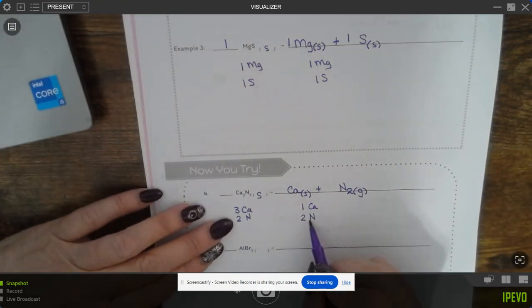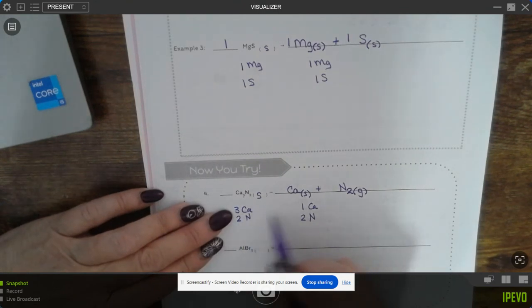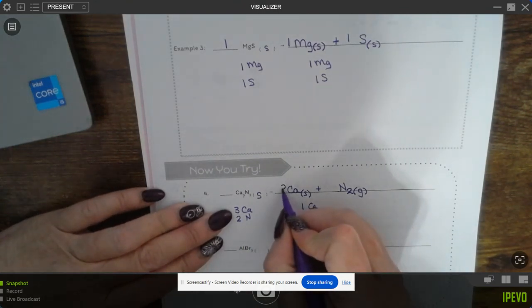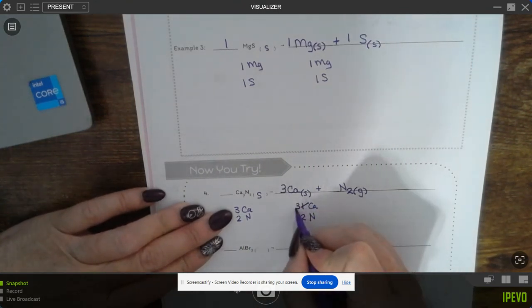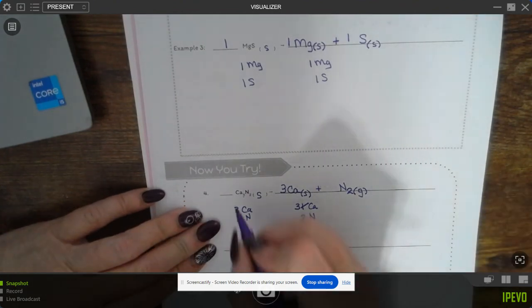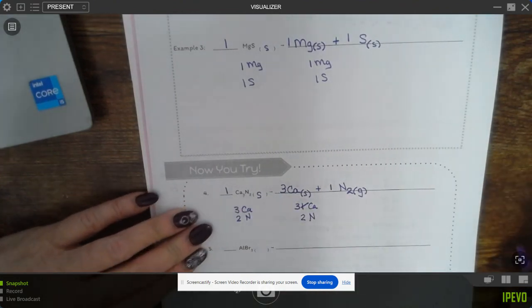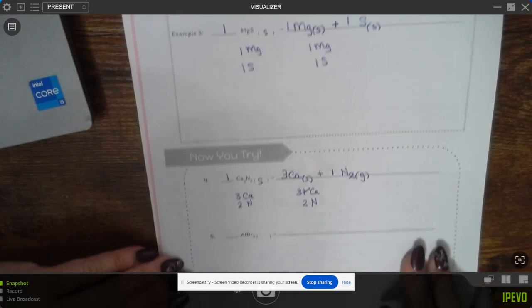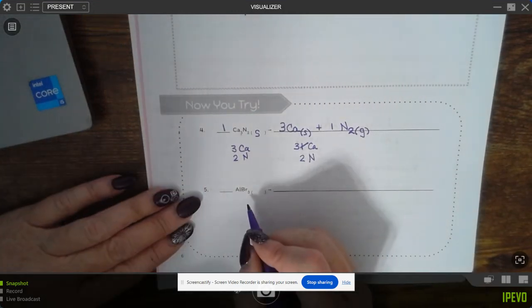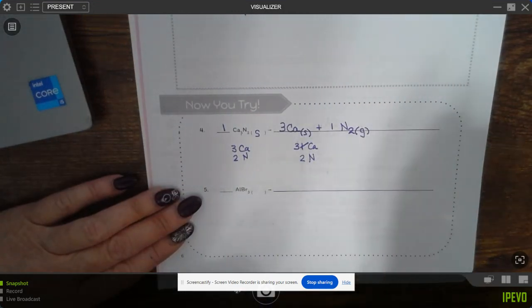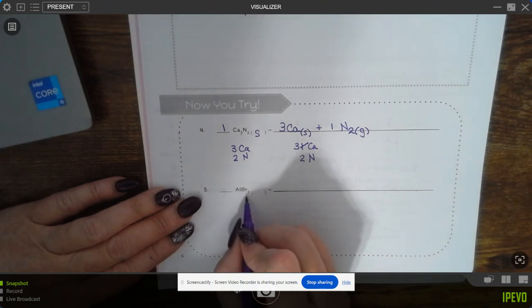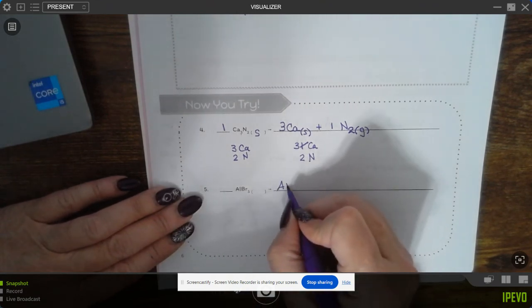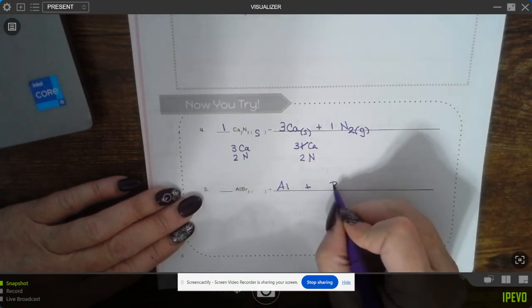So my nitrogen are balanced already. My calcium is not balanced, but if I put a coefficient of 3 out here, and put 1 here and 1 here, I have a balanced chemical equation. All right, last one before you have some homework to do. Aluminum bromide breaks down into aluminum plus bromine.